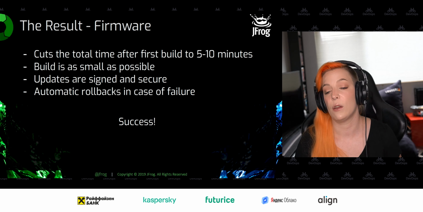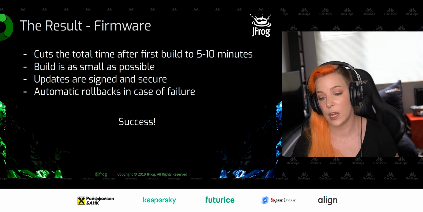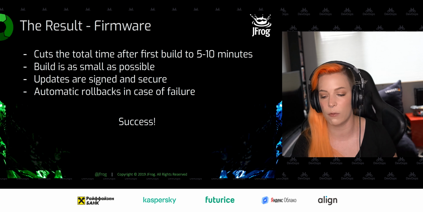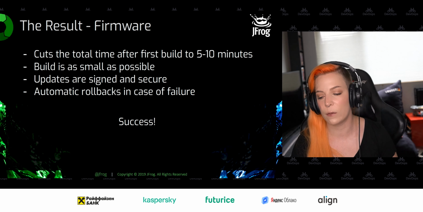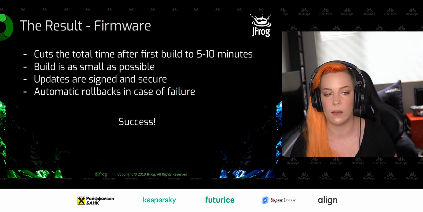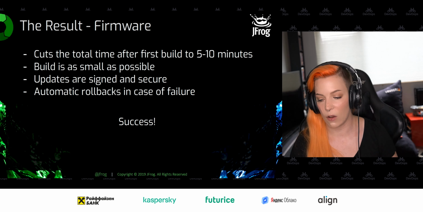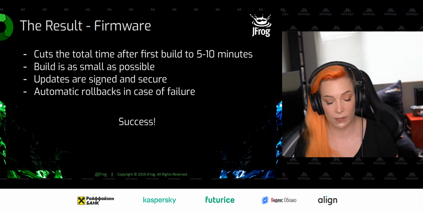So the result is that using Mender to handle our over-the-air deployments and Yocto for our builds, when we were pulling the build cache from Artifactory, the time for a full firmware update was between 5 and 10 minutes after the first build. The build is as small as we can get it, minimizing potential issues with low bandwidth or issues on the device's network. The updates are signed, satisfying the security requirement, and automatic rollbacks are in place in case of something going wrong. So we succeeded here too.